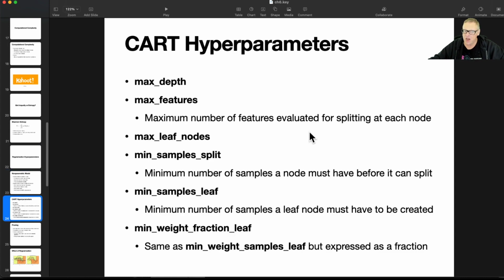And there's a whole bunch of hyperparameters that all do pretty much the same thing. You can limit the depth of the tree, so it can only make so many decisions. You can limit the number of features evaluated for splitting at each node. That one just will speed it up. I don't think that will change the depth of the tree. That's the only one. The rest of these will all change the complexity of the tree.